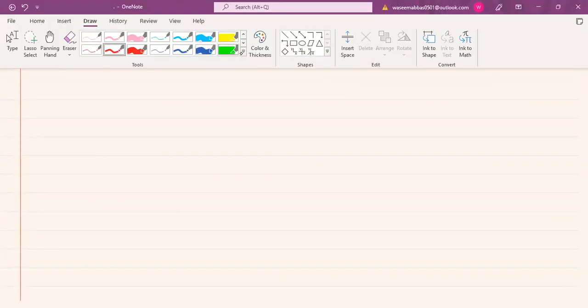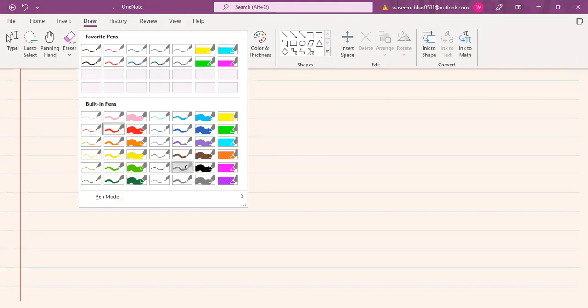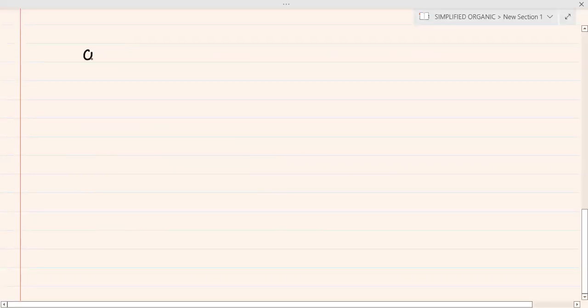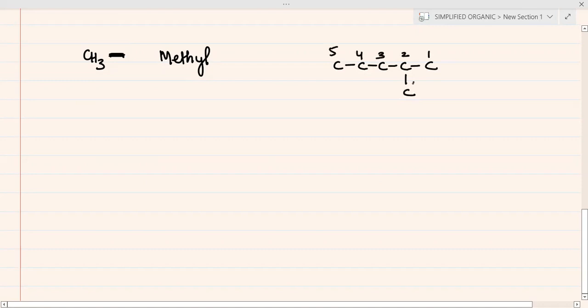So what are the different types of alkyl groups we have? I'll begin with the very smallest one, that is one carbon, CH3. Because there is only one carbon, it's called meth as a root word, and as it is a substituent, it acts as methyl. For example, this is the parent chain, and at the second position you have a methyl group. You call this methyl because it's made up of one carbon.